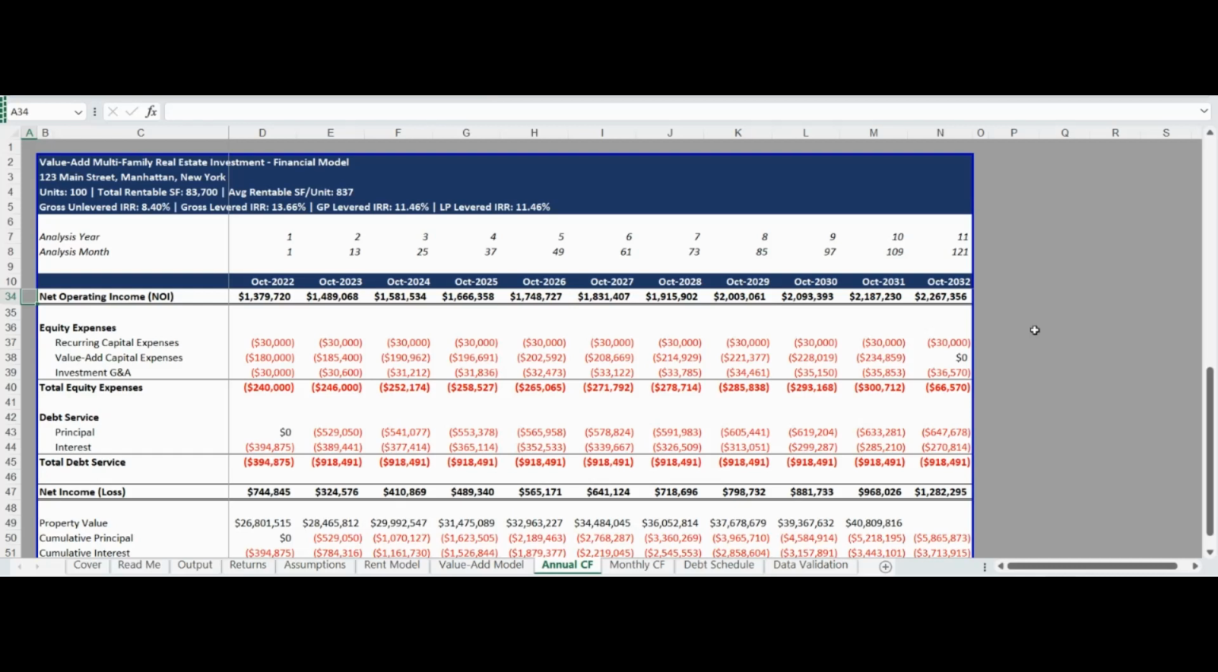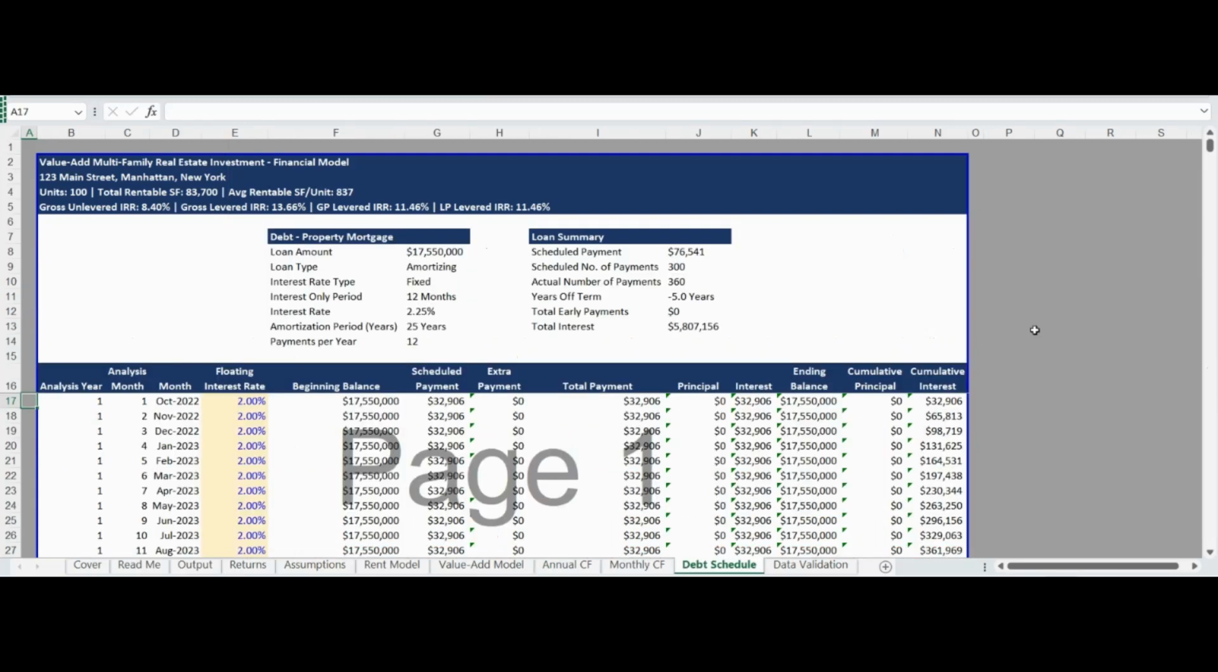The pro forma property value is calculated by dividing the one-year-ahead net operating income by the exit cap rate assumption. The Debt Schedule tab is completely dynamic and starts with a summary of the mortgage assumptions in the loan details section. The debt schedule is organized to break out each component, such as principal, interest, and prepayments, so a user can see all components of their total payment.